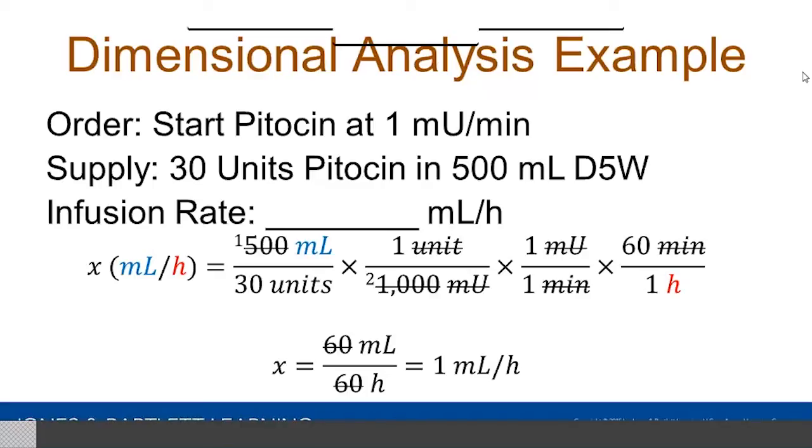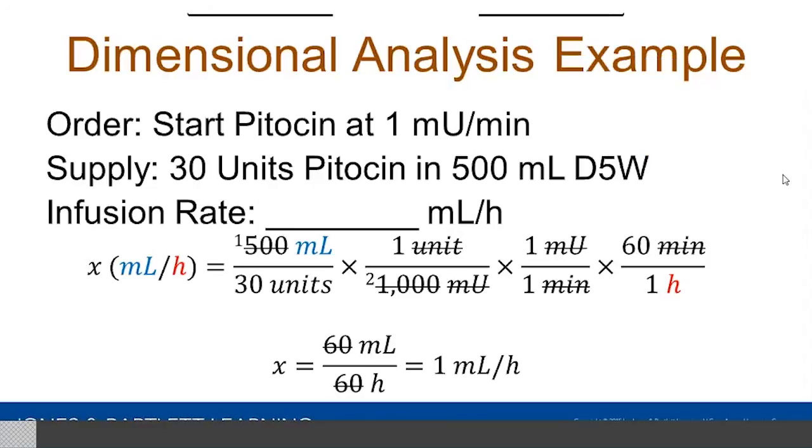Thus, we know that the next factor after that has to have milliunits in the numerator, so that milliunits will cancel each other out. Well, the order is for 1 milliunit per minute. So 1 milliunit over 1 minute is the next factor. Thus, we know that the next factor after that has to have minutes as the numerator, and we know that there's 60 minutes in 1 hour. So now we have our bridge. All our units of measurement cancel out except for the color-coded ones, milliliters per hour.